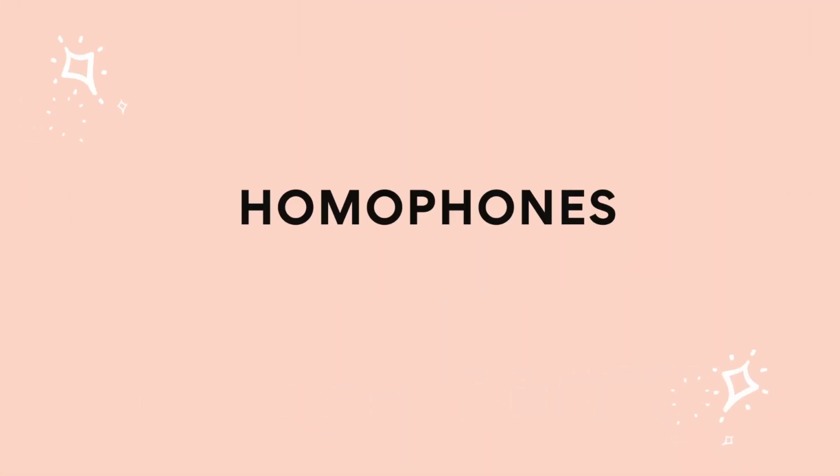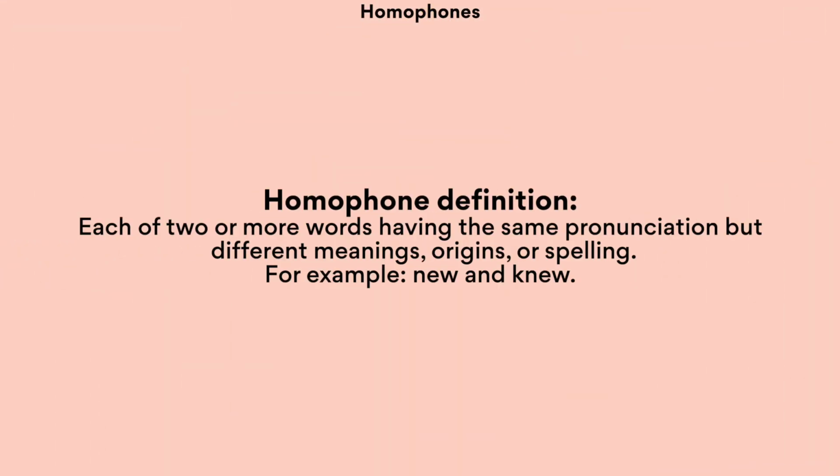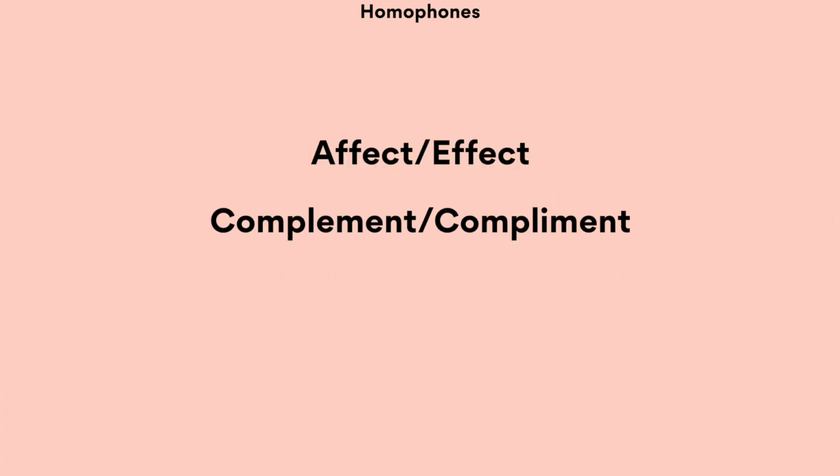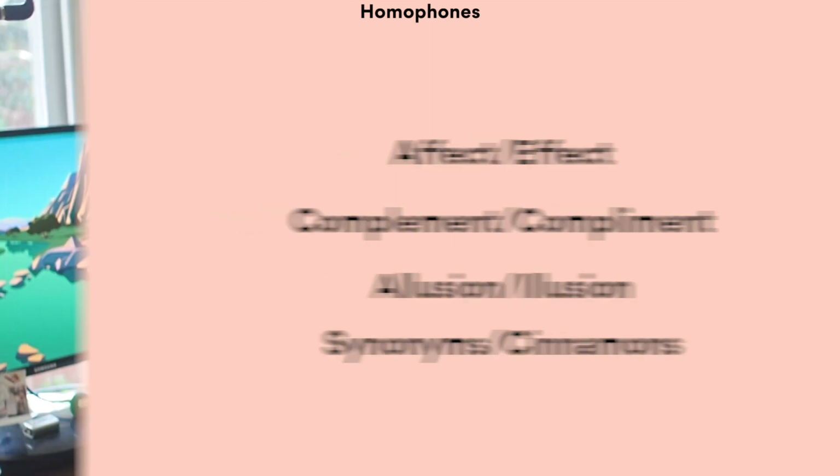This one's a really good one. It's when words sound the same, but are actually written in a different way, and they have different meanings. So common homophones include affect and effect, complement and compliment, illusion and allusion. So if you guys know the differences between these homophones, please write them down in the comment section below.